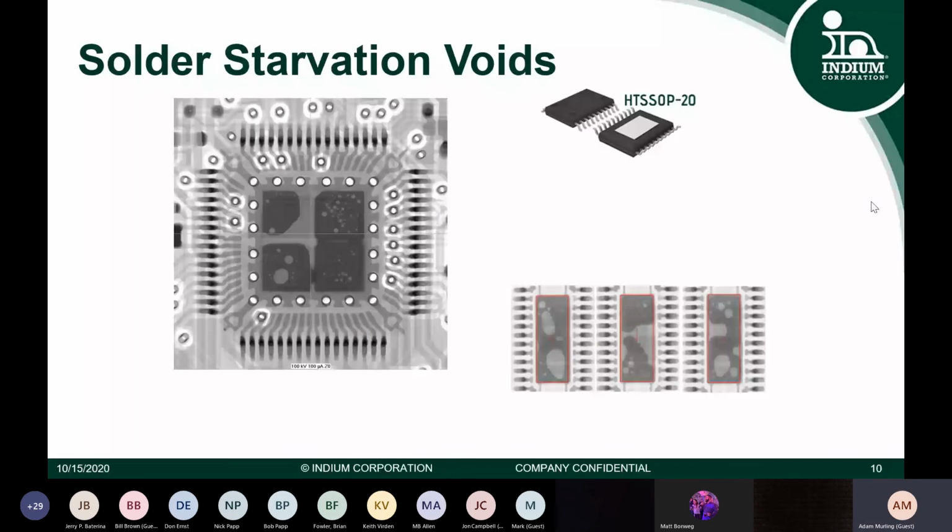Now, throughout my travels, as stencil designs have changed and things are getting smaller and smaller, it seems that we're optimizing more for the smaller parts, while the larger parts are kind of sacrificed, so to speak. By going to a thinner stencil, sometimes the larger parts end up with solder starvation voids. I've seen that quite a few times lately, at least since COVID started.